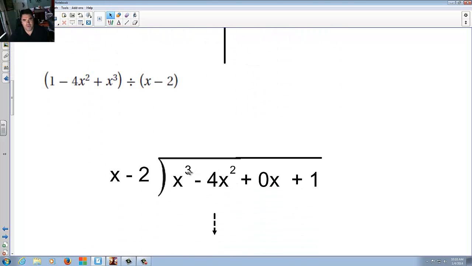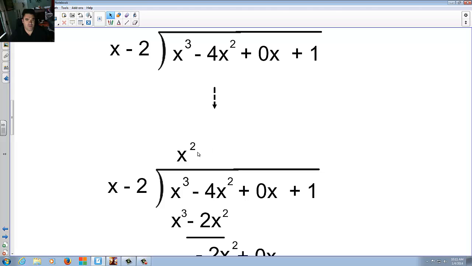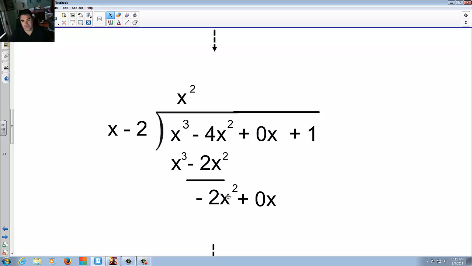This, first of all, gets put in the correct order. 0x is now represented as a single x. X minus 2. X squared comes out first. X squared times x is x cubed. X squared times negative 2x is negative 2x squared. Remember, we're flipping the signs. This becomes a positive 2x squared. Negative 4x plus 2x is negative 2x.